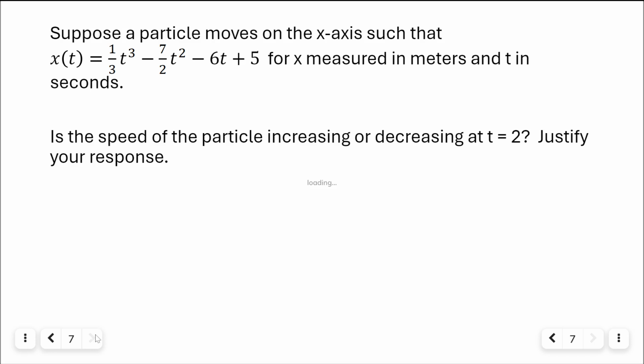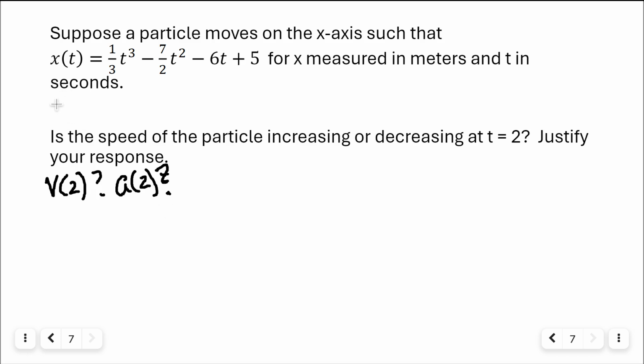All right? Okay, so now, suppose a particle moves on the x-axis. This is the same equation that we had before, but the advantage is I can do it with just this one. Is the speed of the particle increasing or decreasing at t equals 2? To figure that out, I need to know two things. I need to know the velocity at t equals 2, and I need to know the acceleration at t equals 2. And then I need to compare their signs.